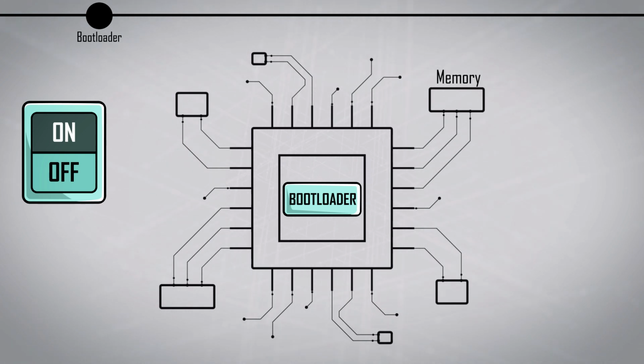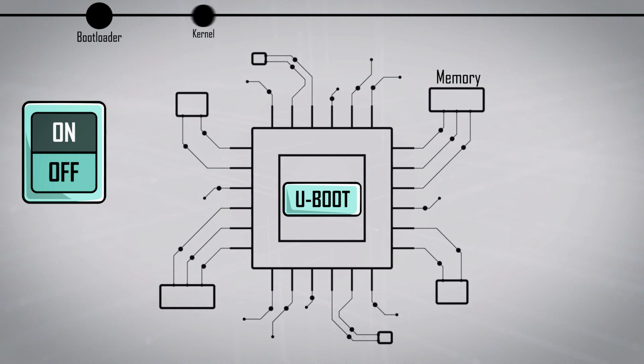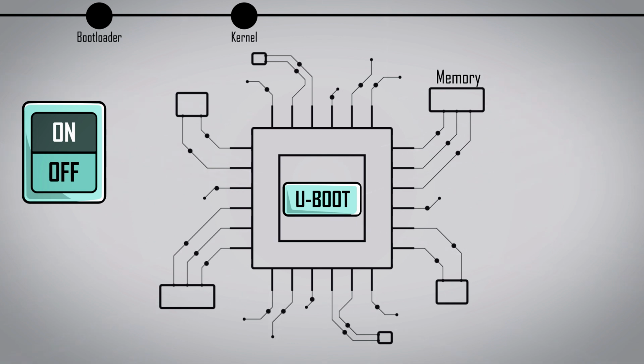One of the more common bootloaders is called U-Boot. U-Boot is a pretty generic bootloader that works on many embedded systems. We'll be using this for our platform as well. Once the bootloader configures the hardware, the bootloader fetches the kernel and passes control over to it.